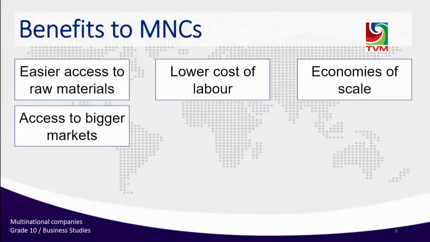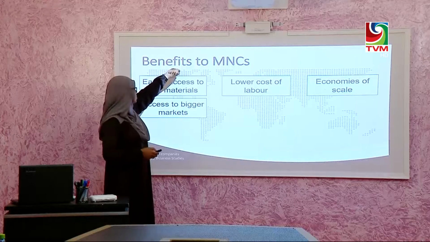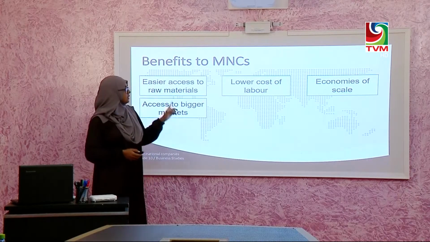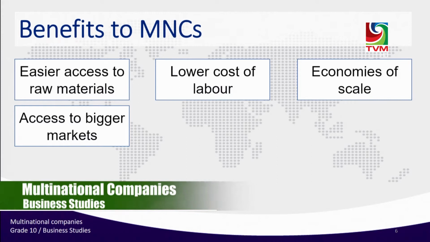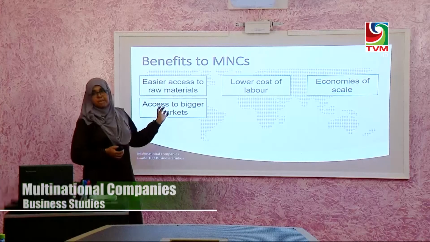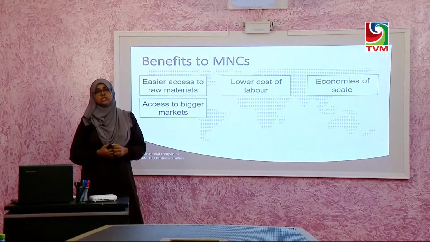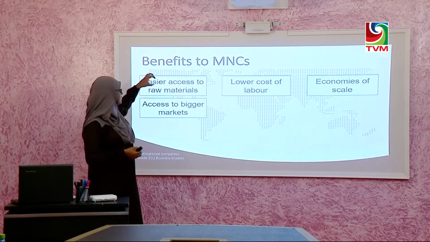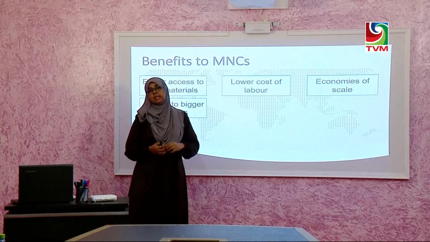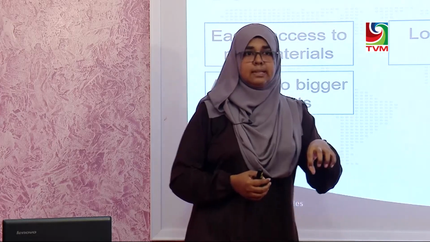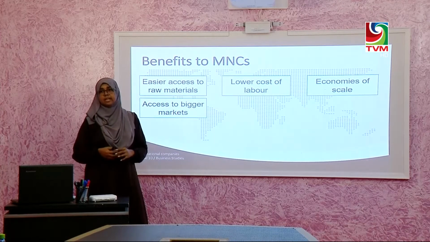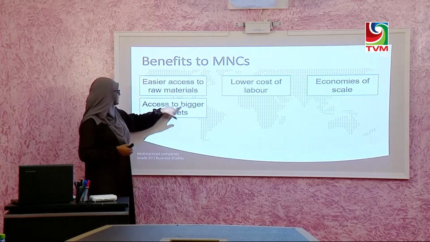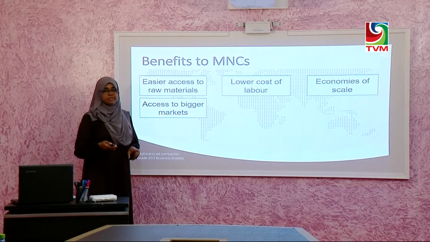Then we have access to bigger markets. For example, if we consider General Motors, which was originally in America, if we want to access some Asian countries, because of import barriers we may not be able to sell our products there. So if General Motors locates a factory in India, for example, from that factory they can produce and sell to Asian countries, so that they are able to access bigger markets in a cheaper way.